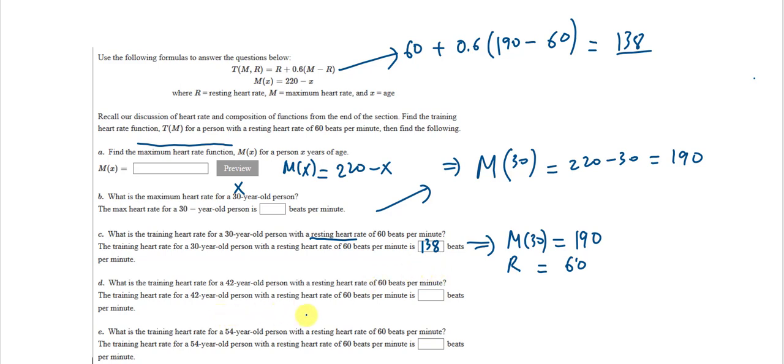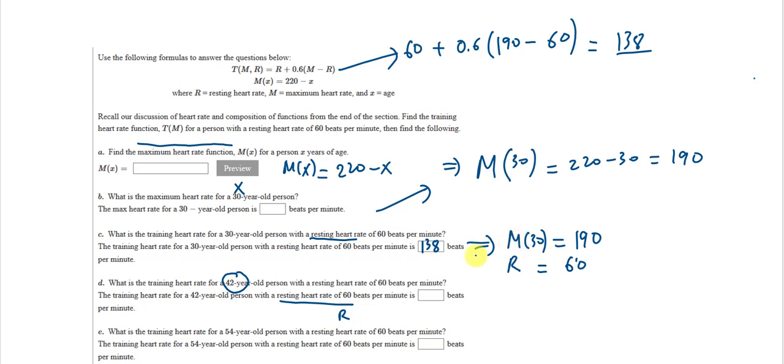Now the next one, they ask you the same thing. What is the training heart rate? In this case, the only thing that is different from B and C, D and C, is that this person now is 42 years old. This person still has the resting heart rate R to be 60, but the M, the maximum heart rate, is no longer 190 because the age is changing.